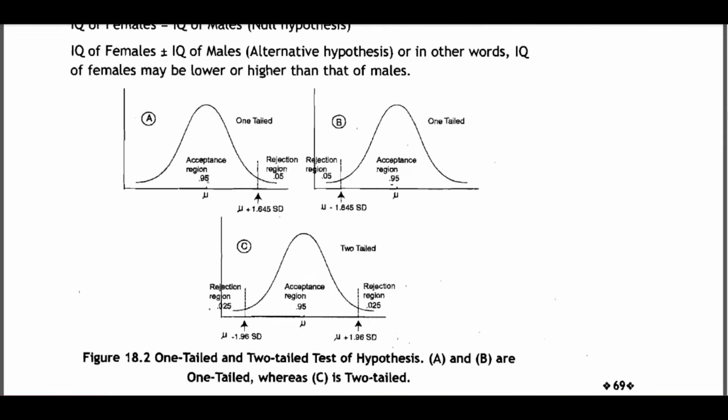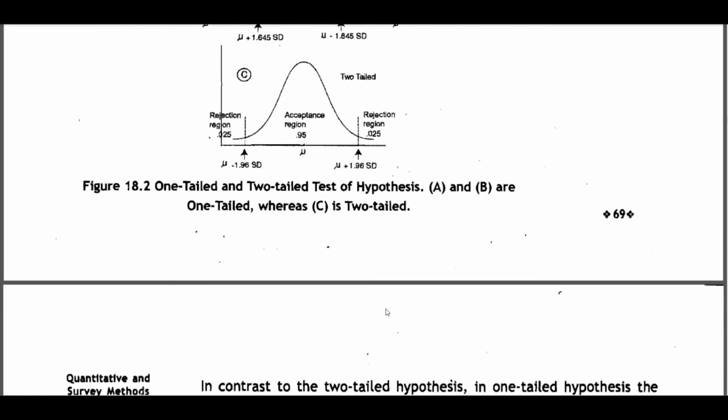So if it is put in this graph, figure 18.2, one-tailed and two-tailed tests of hypothesis, A and B are one-tailed, whereas C is two-tailed. See, A is one-tailed, and the probability is 0.05 rejection, so one side only. Here is the higher side, and B is on the lower side. Here the rejection is on both sides, so it is called a two-tailed hypothesis.